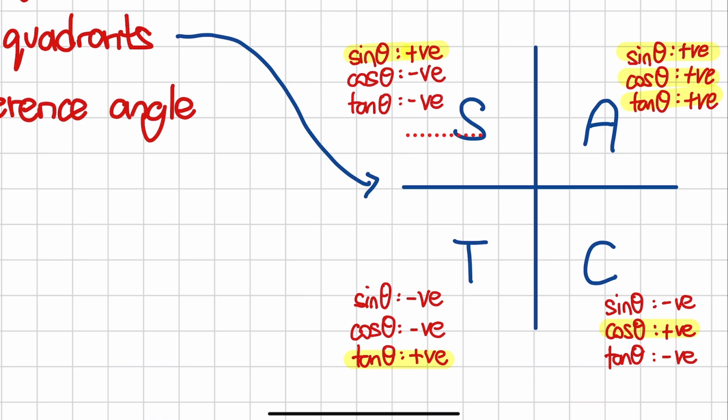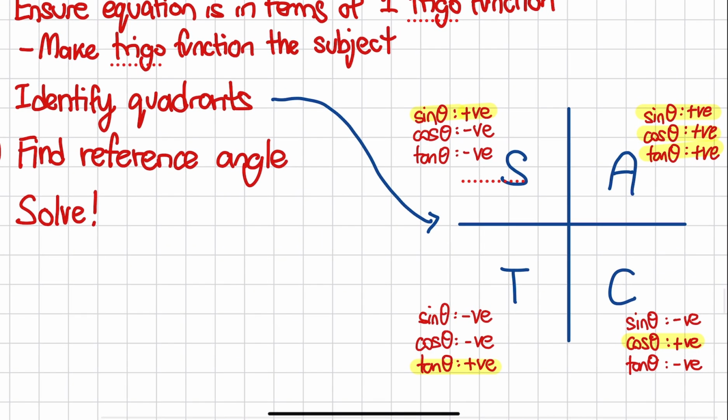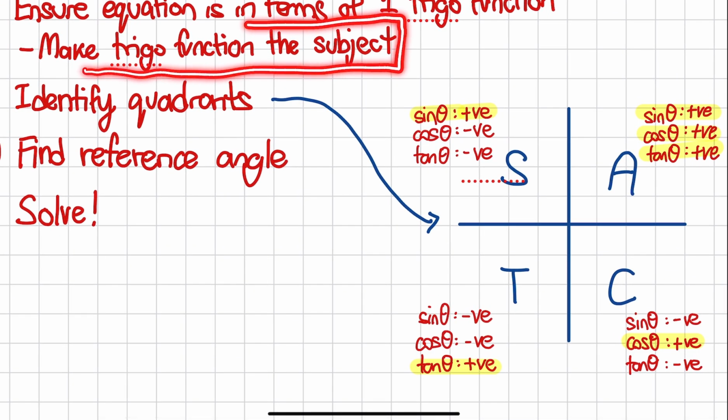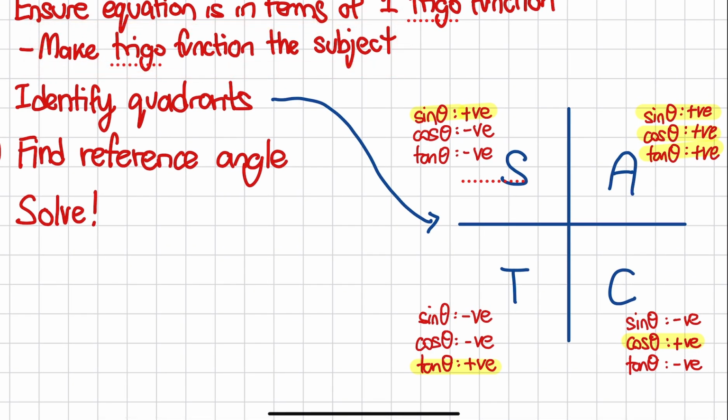Okay, identify a quadrant meaning identify which quadrant the angle lies in. You can identify that after you have made your Trigo function the subject. So once you have made your Trigo function the subject, whether it's sine theta equals to some number, check the value of that number. If that number is positive or negative, and depending on the Trigo function, it will fall between either one of these four quadrants.